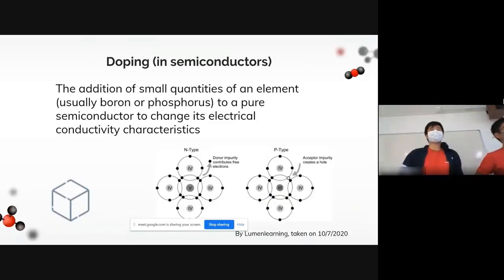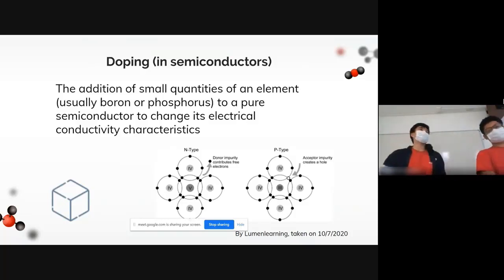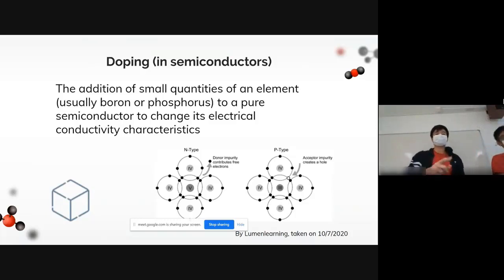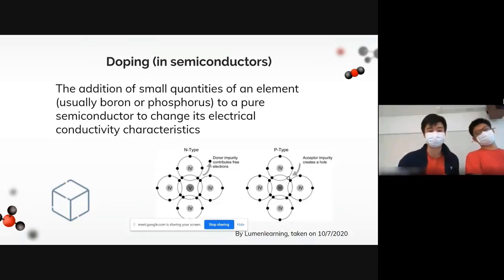Now, something that's not very related: when we first search doping online, they give us semiconductors, so we will cover it in one slide. That's the addition of small quantities of an element, usually boron and phosphorus, because they have 3 valence electrons and 5 valence electrons respectively, to a pure semiconductor. If we have more time, we'll talk about the electron hole: boron has only 3 electrons, so it is missing 1 electron, and that is what results in the semiconductivity, as talked about by the previous groups as well.